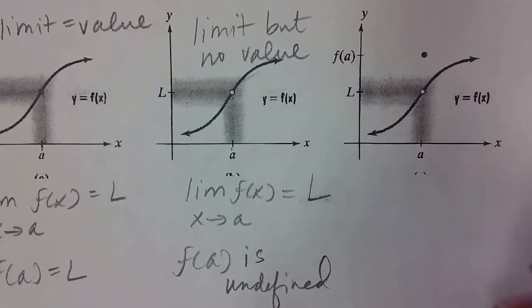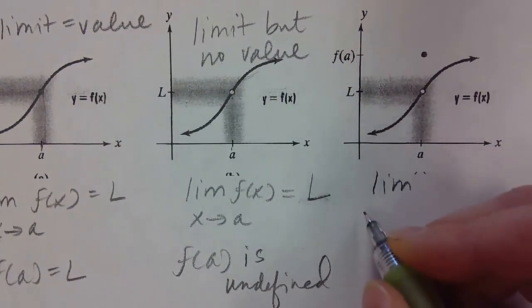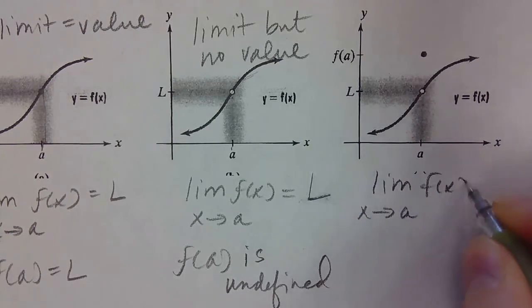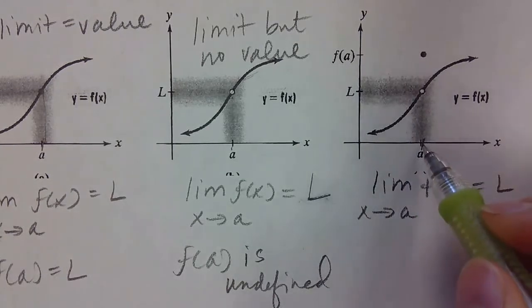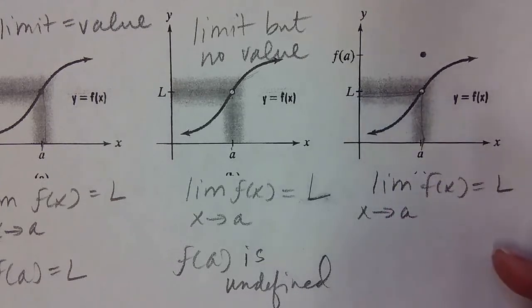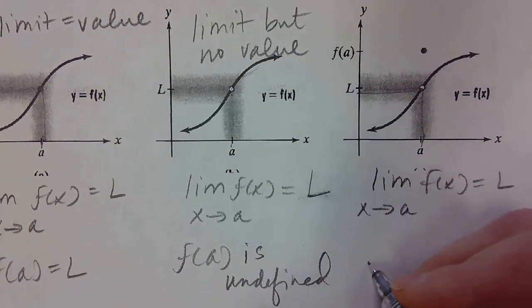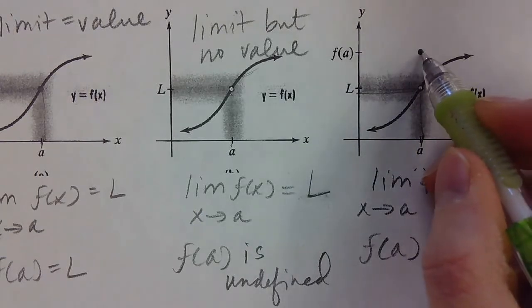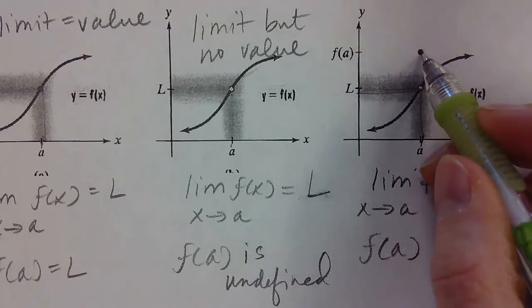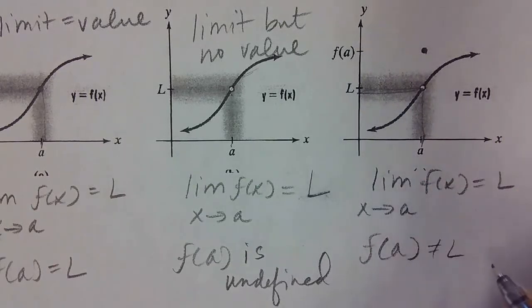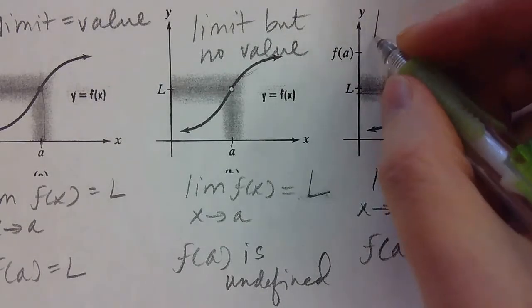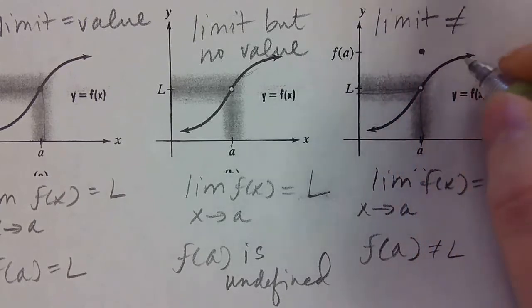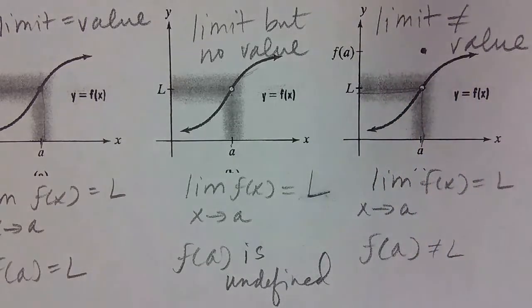On my last one, when I find my limit as x approaches a of f of x, once again, it's going to equal L. So when I follow my graph up to a, my y value is L. But when I find my value of f of a, it's something different, right? It's way up here. So it's not going to be equal to L. I have no idea what it is, but it's not L. So on this one, we have a limit and we have a value, but they're not equal. So 3 different kinds of graph situations that we can have.